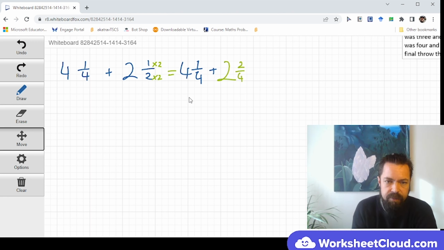Right, because I now have the same denominator, I can go ahead and add them. So 4 plus 2 is 6. 1 plus 2 is 3 over 4. Final answer.